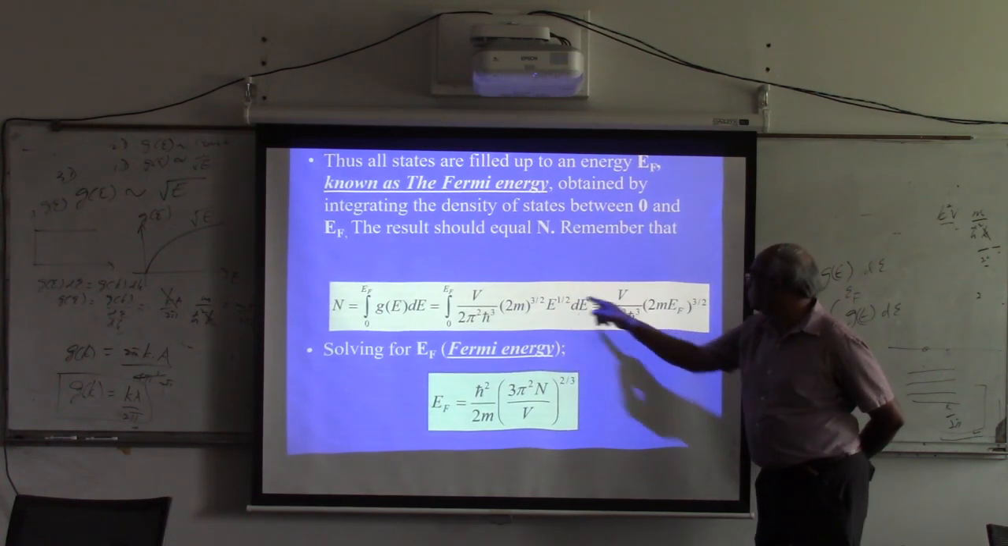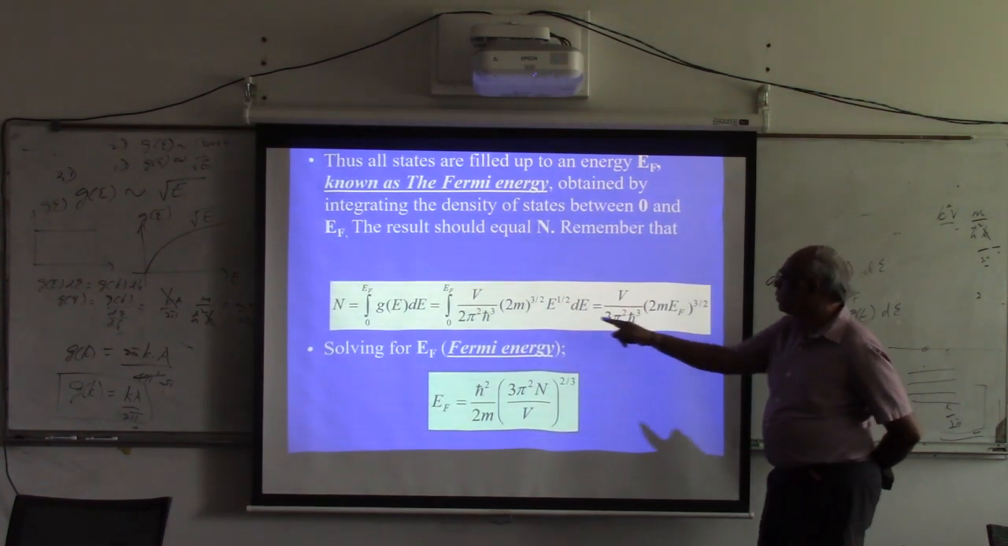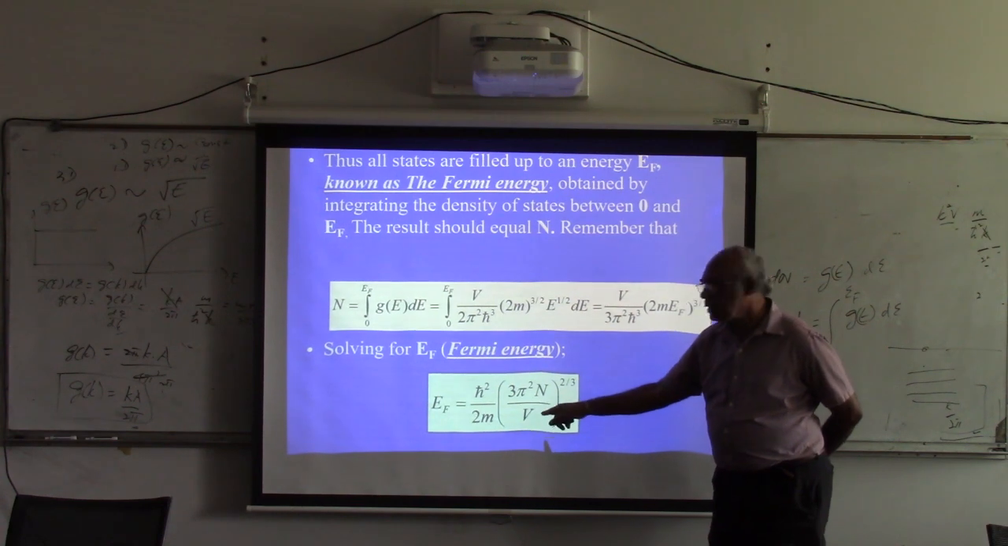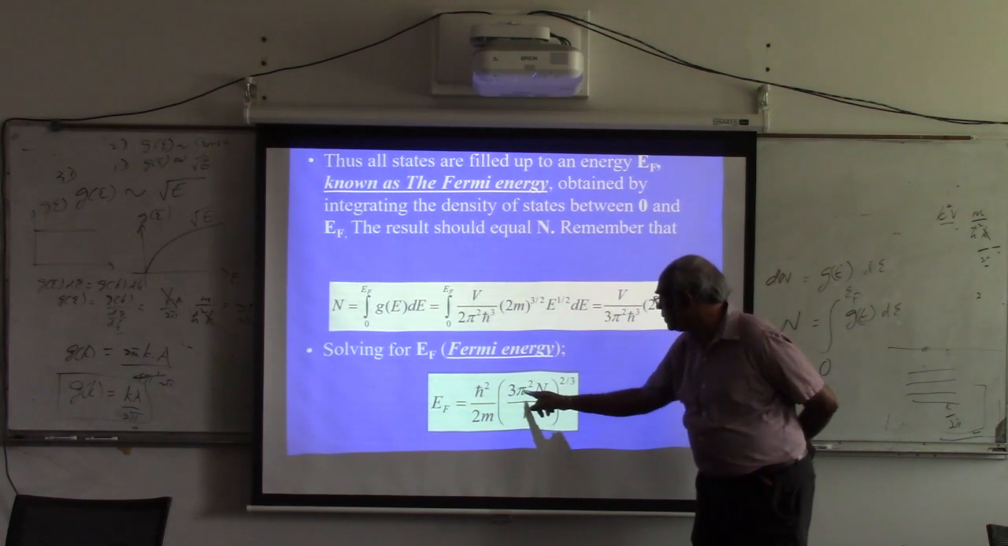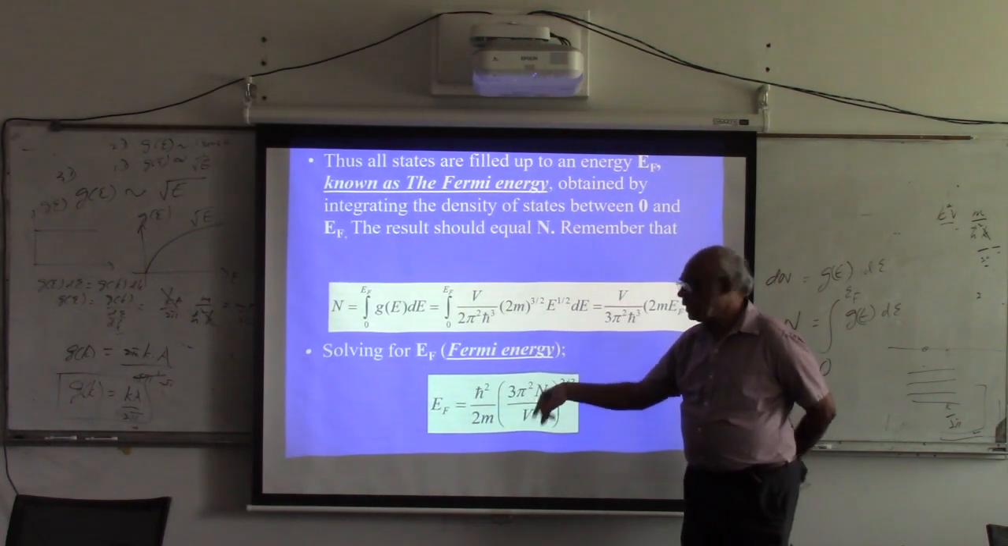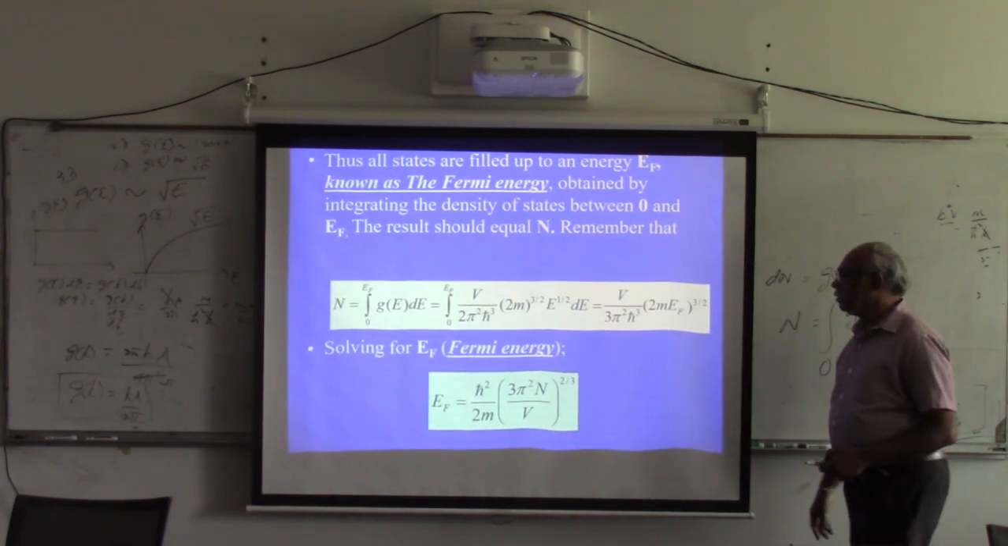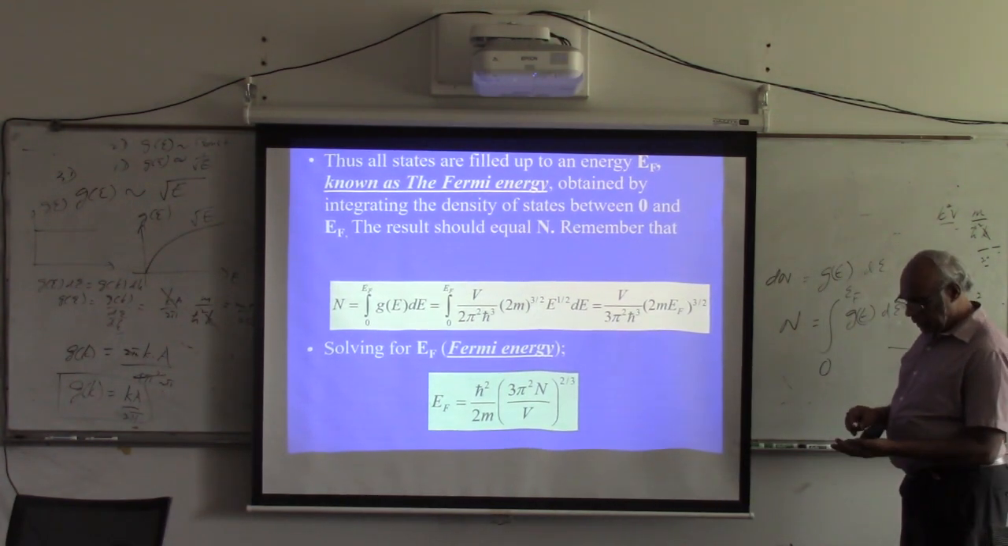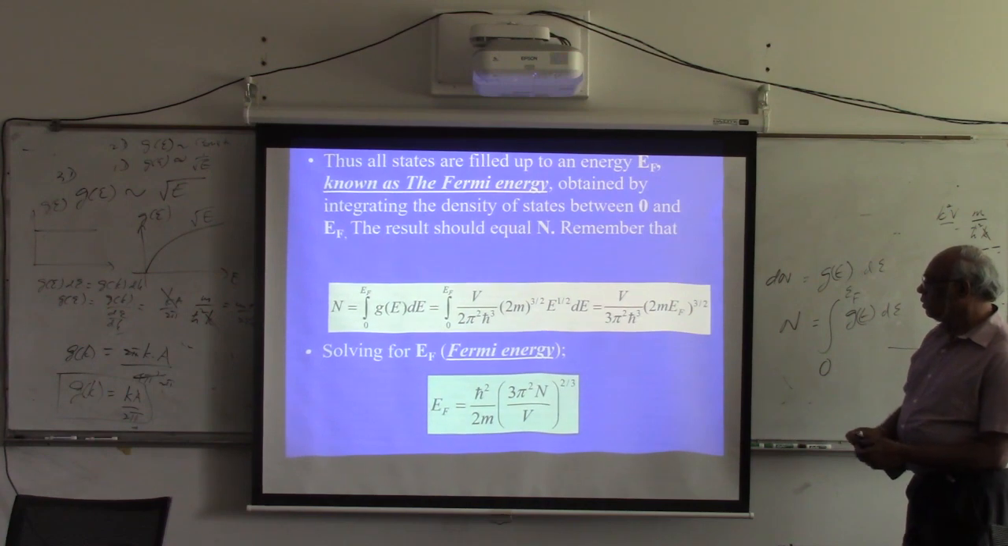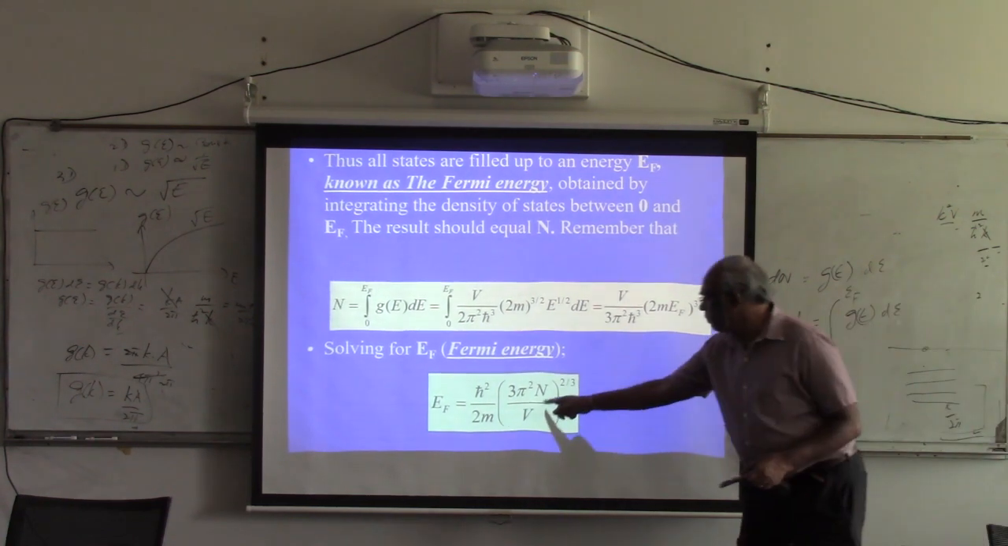We know this becomes E to the 3/2. If you do this integral, you get that exact expression. EF, remember, is (3 pi squared n) to the 2/3 power, right? So that's another way to do it, starting from the Fermi energy. So this N over V means simple n.